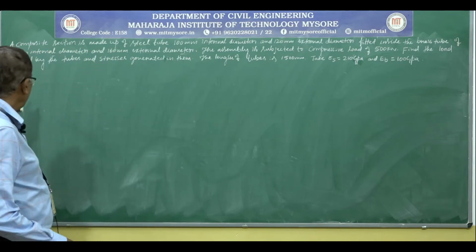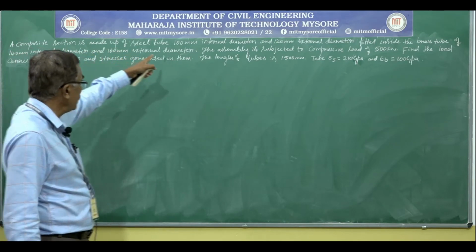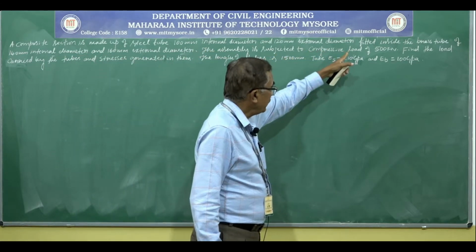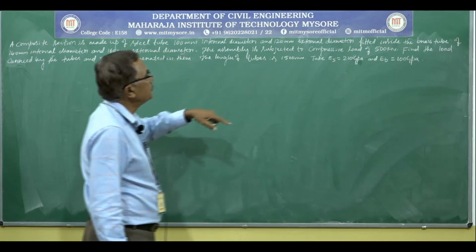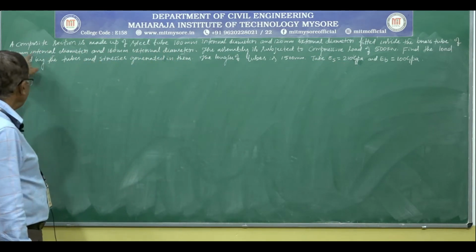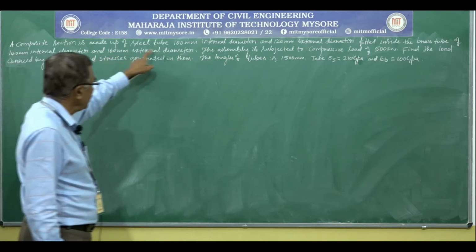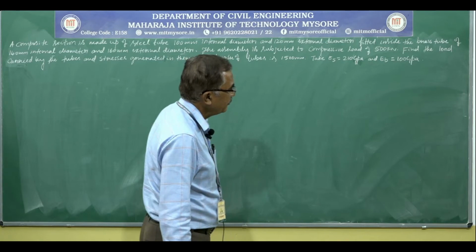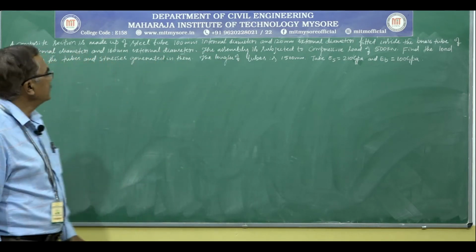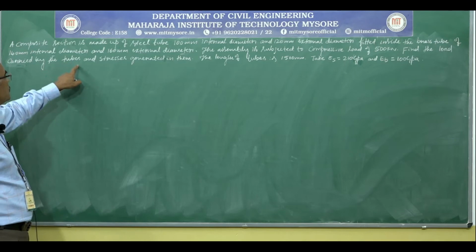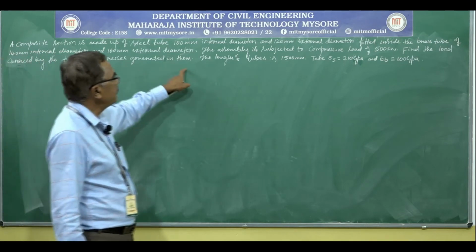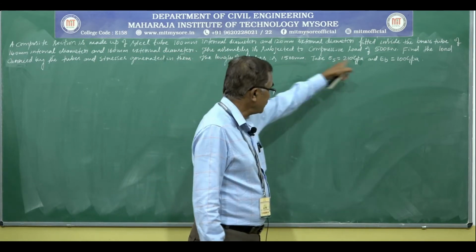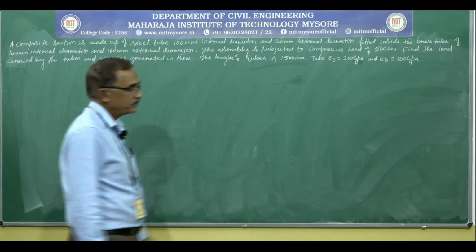Here a composite section is made up of a steel tube 100 millimeter internal diameter and 120 millimeter external diameter, fitted inside a brass tube of 140 millimeter internal diameter and 160 millimeter external diameter. The assembly is subjected to compressive load of 500 kilonewton. For this, we are asked to find the load carried by the tubes and stresses generated in them. Of course, the given length here is 1500 millimeter, and given Young's modulus of both the materials.